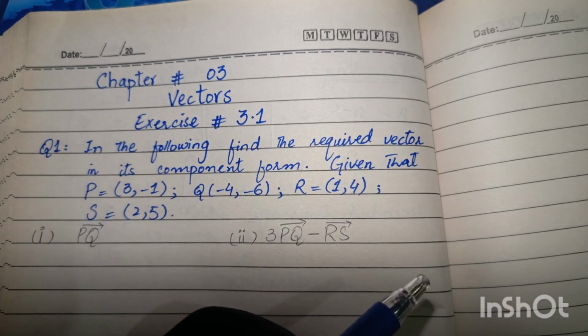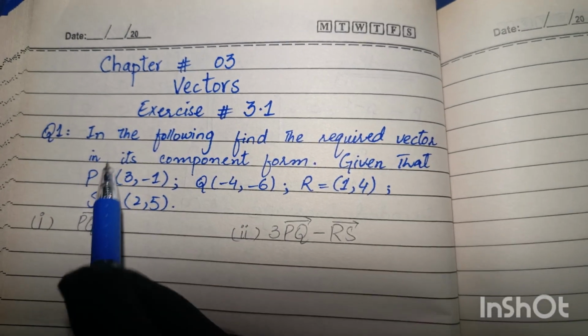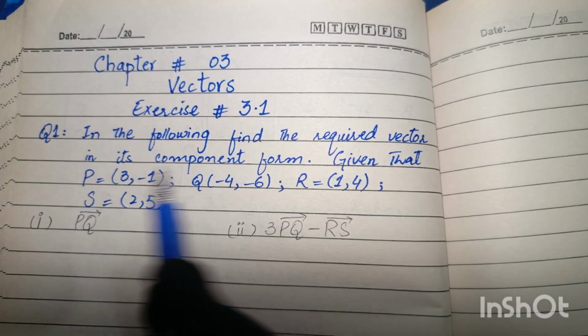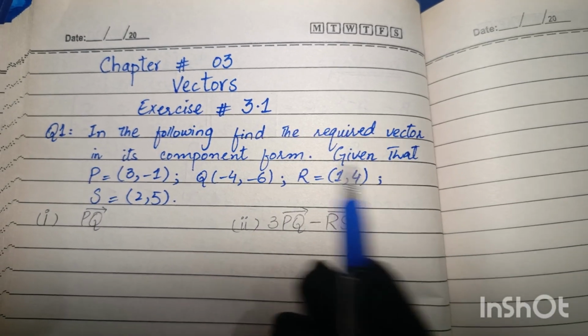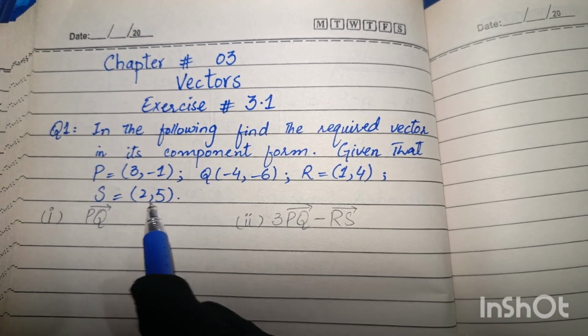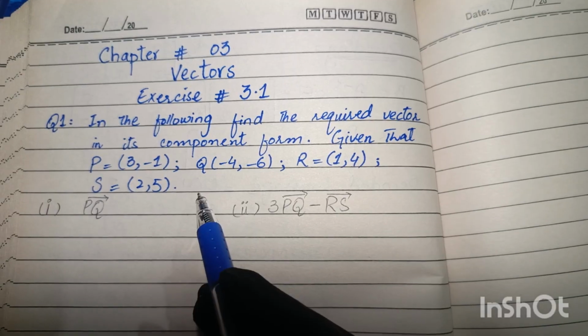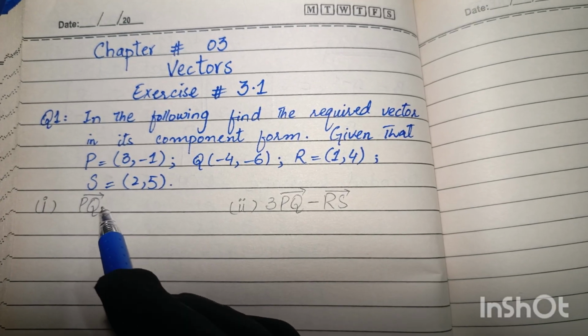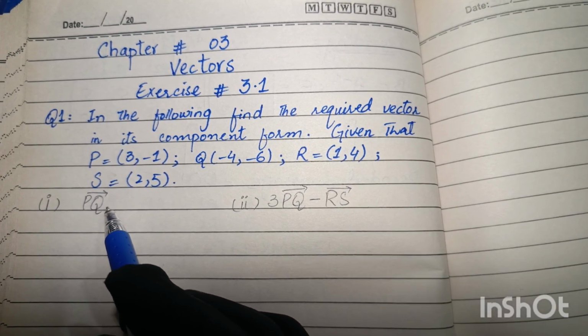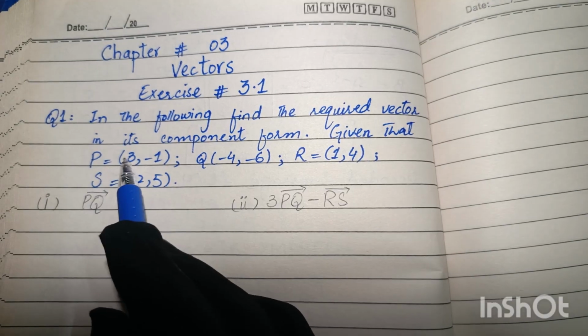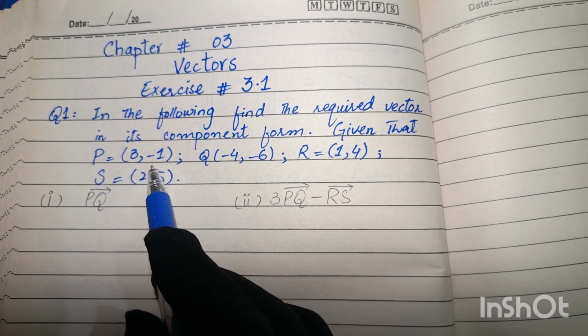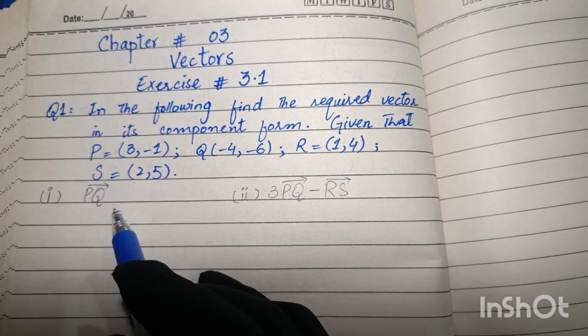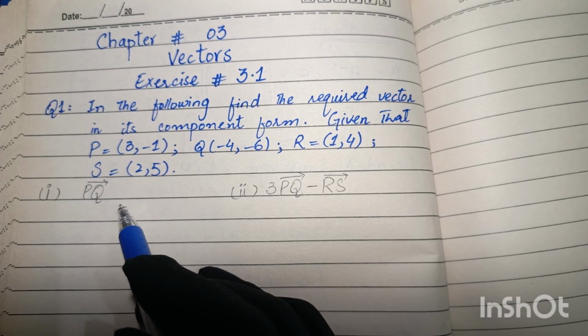Now we will solve question number 1 of exercise 3.1. Question number 1 is: in the following, find the required vector in its component form, given the points p, q, r and s. Here 4 points are given and we have to find the vector pq in component form. Here the point p is written in the form of a bracket, but we have to write the answer in the form of components, meaning i, j and k.